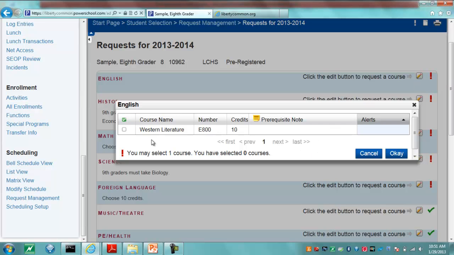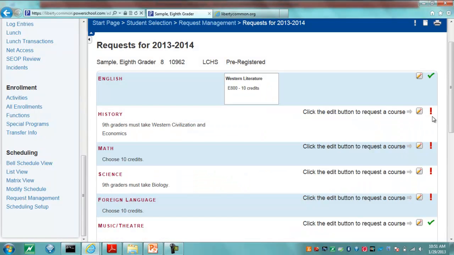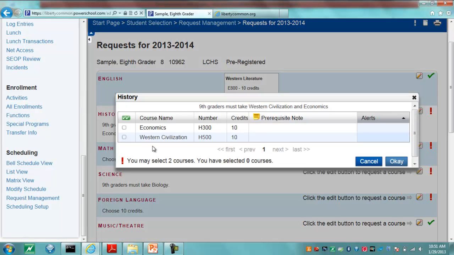For English, every 9th grader takes Western Literature, so you would go ahead and click on that and sign up for it. For history, every 9th grader does have to take economics and Western civilization, so you would sign up for both of those classes.